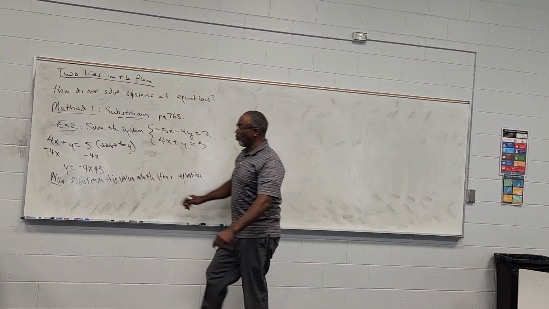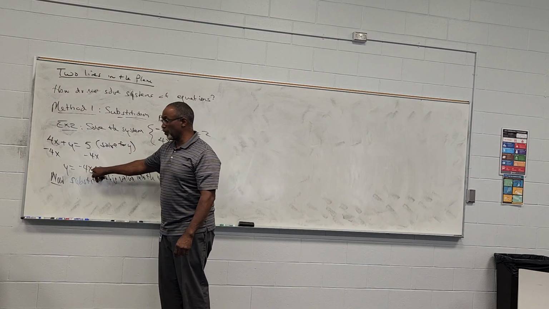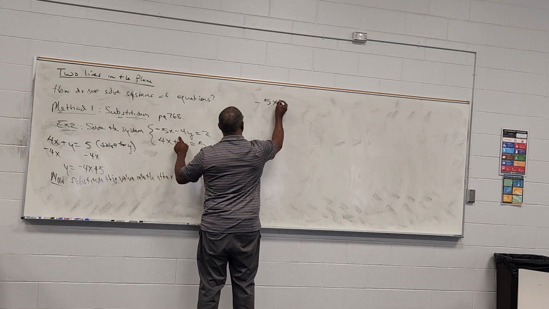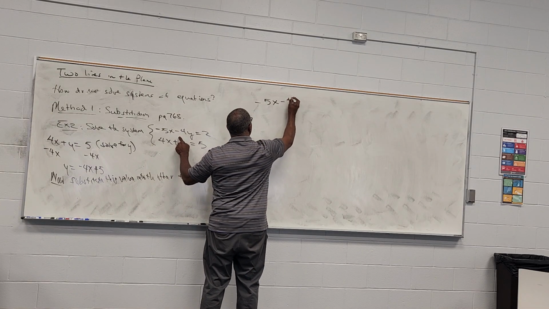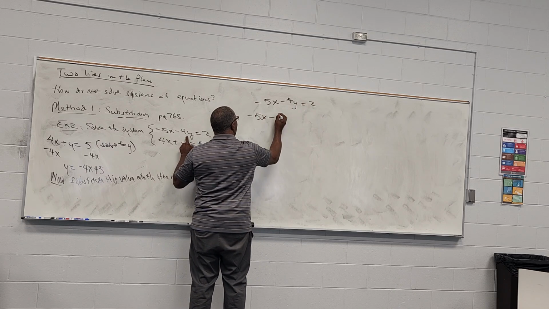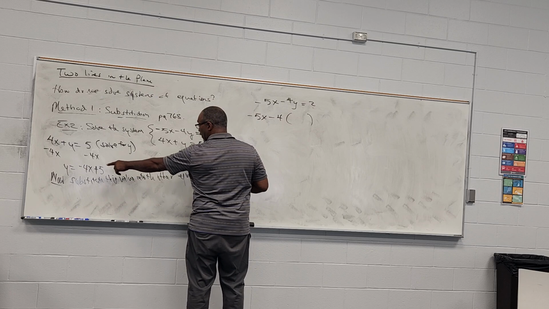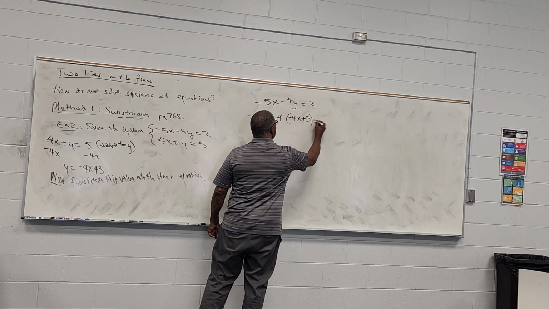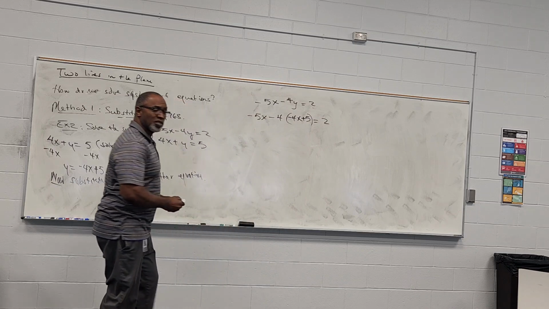So now that I know that y is the same thing as negative 4x plus 5, I'm going to take this other equation, negative 5x minus 4y equals 2, and where I had y, I'm going to replace it. Y supposedly is the same thing as negative 4x plus 5, equals 2. So that's the substitution part.